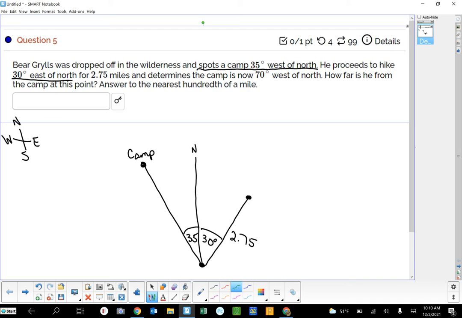So I'm going to change colors. Here's what we're going to do. This is now north of the point he's at. So this is a new north, and that's where the camp is. And here is our 70 degrees. What we want to find out is how far he is from the camp at this point. So we want to know what this green line is, X. Answer to the nearest hundredth of a mile.